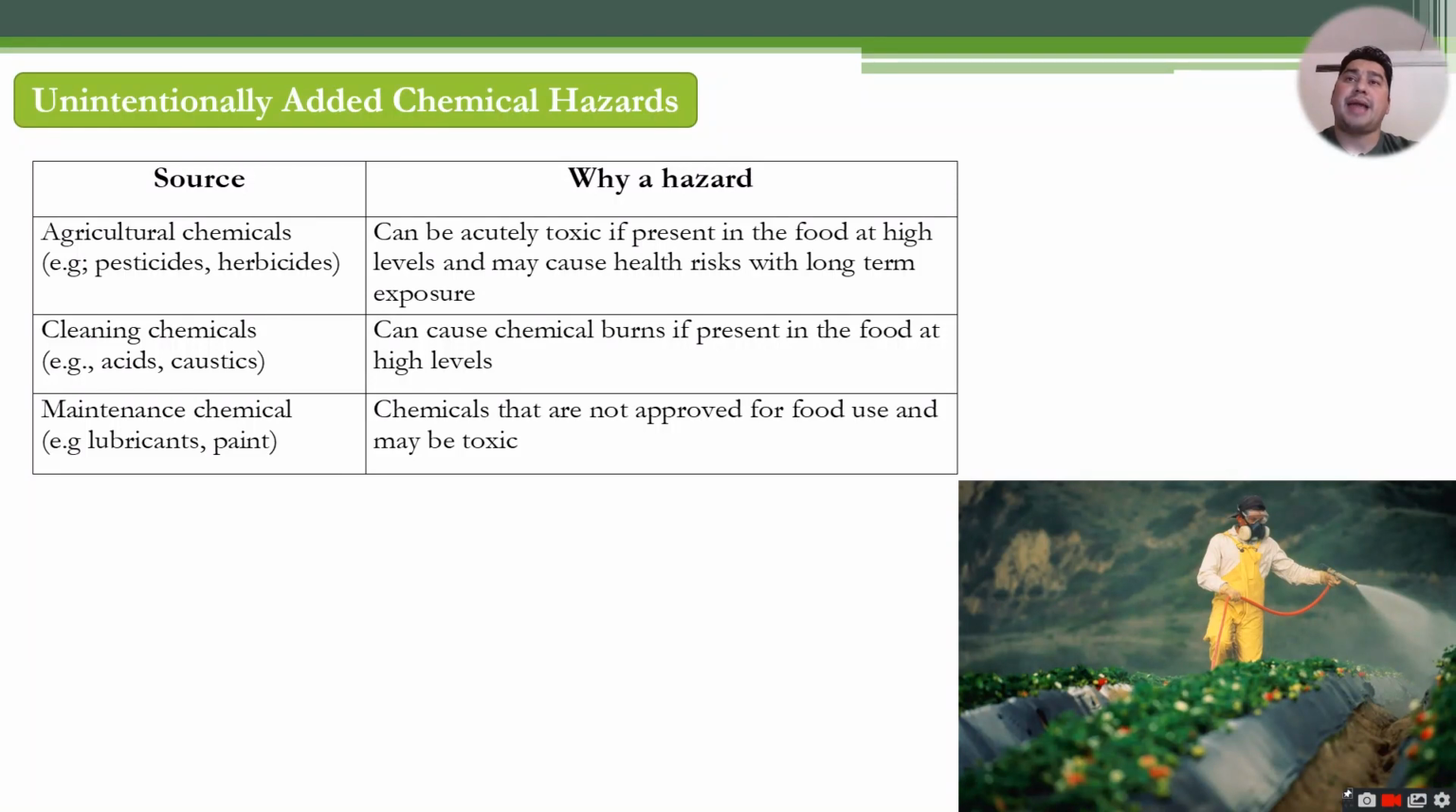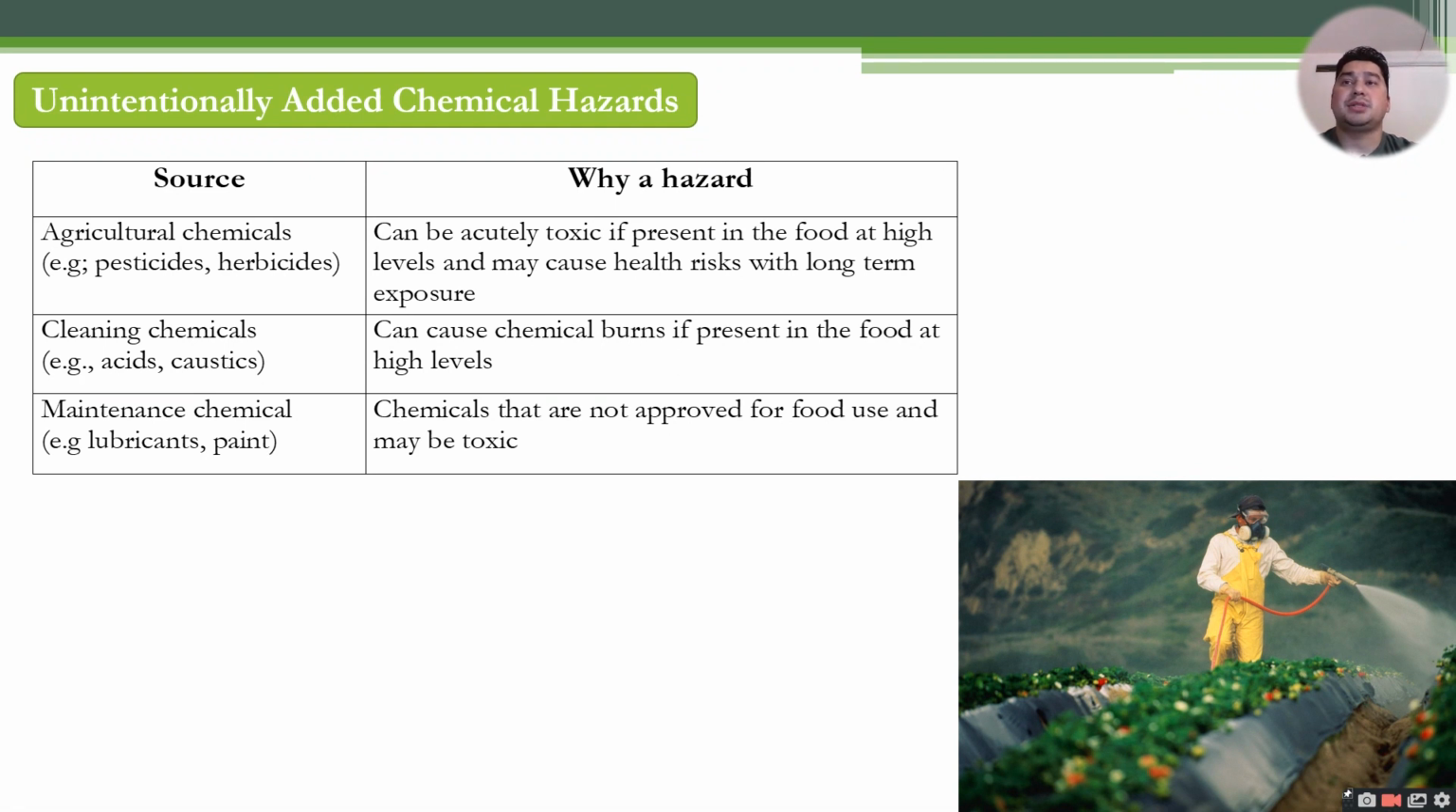Now, unintentionally added chemical hazards. Sources like agricultural chemicals, pesticides, and herbicides can be acutely toxic if present in the food at high levels and may cause health risks with long-term exposure. The people involved in agriculture don't know about the risks of the chemicals, so they just spray the chemicals to avoid insects and other pests. Because of that, it can cause chemical hazards.